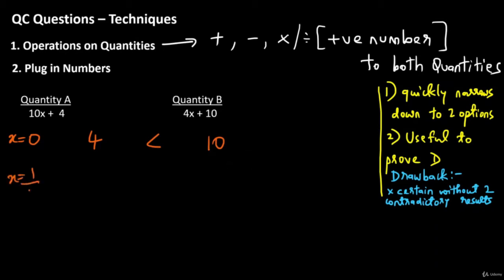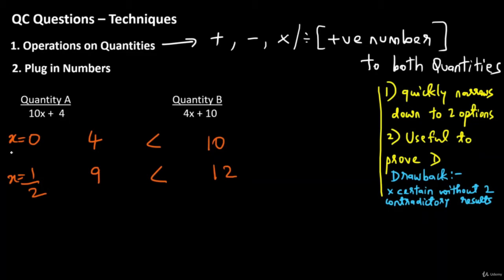Let's try that. In quantity A, you have 10 into 1 by 2, which is 5, 5 plus 4, which is 9. So you get 9 in quantity A, and in quantity B, you have 4 into 1 by 2, which is 2, and 2 plus 10, which is 12. So again, you have 9 and 12, and the relationship is the same.